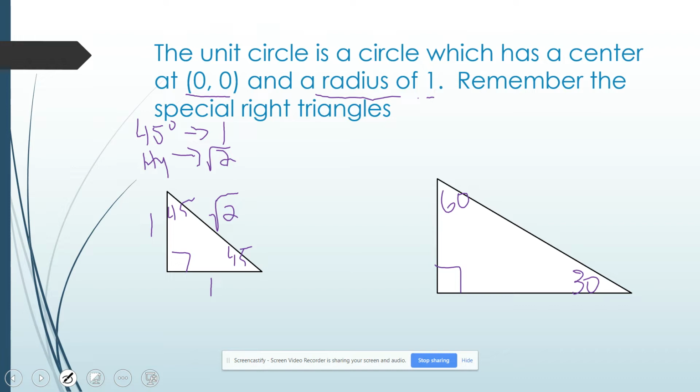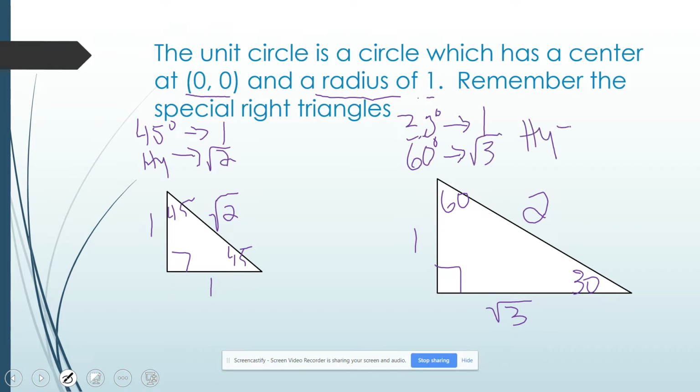For our 30-60-90 triangle, 30 is opposite a length of 1, the hypotenuse is 2, and 60 is opposite a length of square root of 3. So 30 degrees, opposite 1; 60 degrees, opposite square root of 3; and hypotenuse is 2. You will want to make sure that you memorize these because we will be using them quite a bit for the rest of this unit.